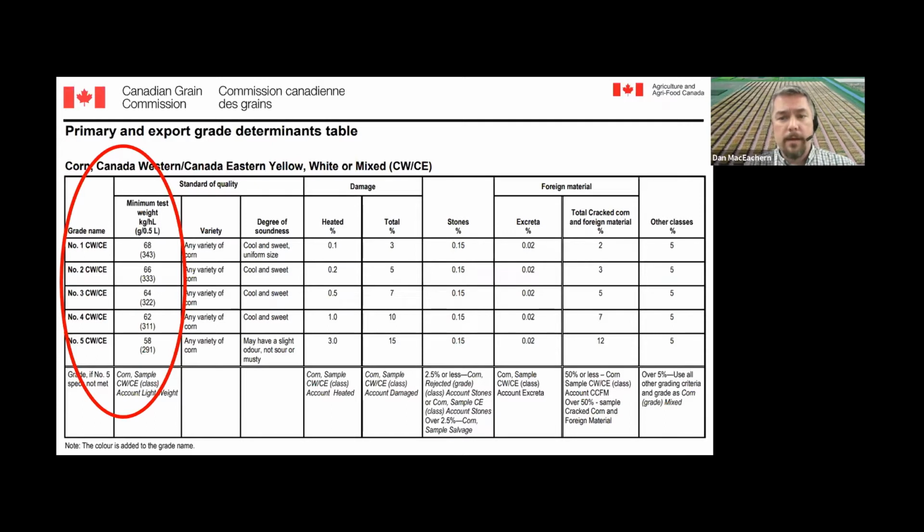Now there's other things that go into determining the grade of corn, and they're represented in this table. Damage, such as heated kernels, foreign material, cracked corn, things of that nature.